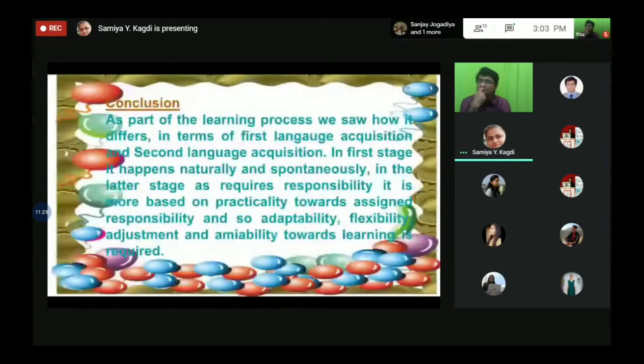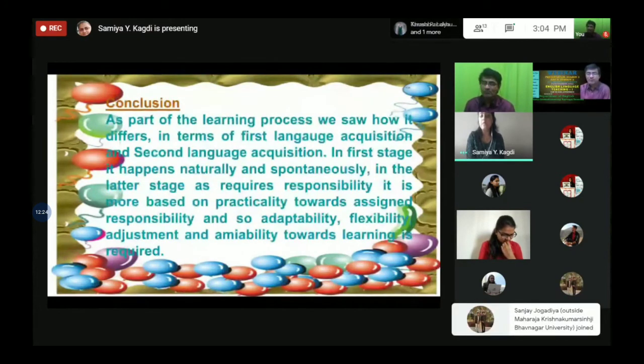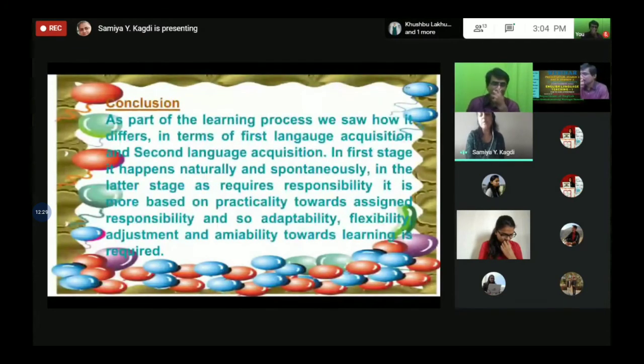In the conclusion part, as part of the learning process, we saw how first language acquisition and second language acquisition differ from one another. One relates to the child stage and the other to the adult learning system. In the first stage, it happens naturally and spontaneously. In the later stage, as it requires responsibility, it is more based on practicality towards assigned responsibility, and so adaptability, flexibility, adjustment, and amenability towards learning are required. As I just explained in the stress-free environment portion, an adult learner has to cope with this learning situation.